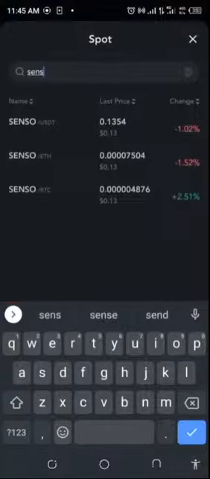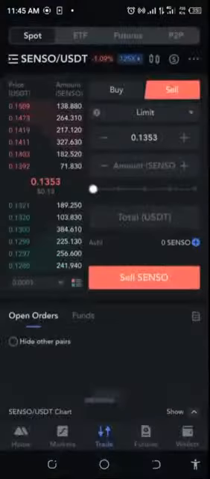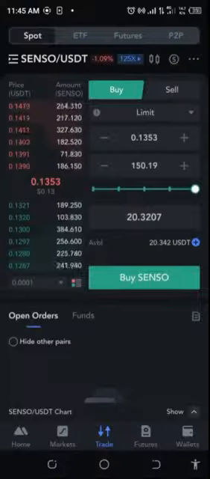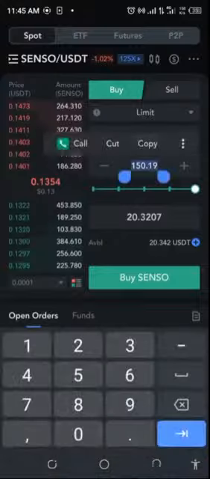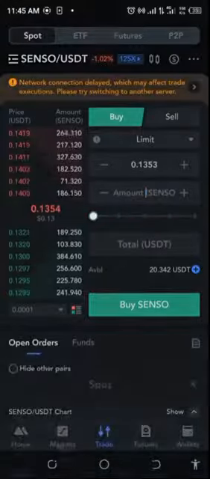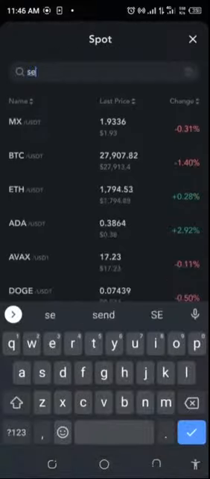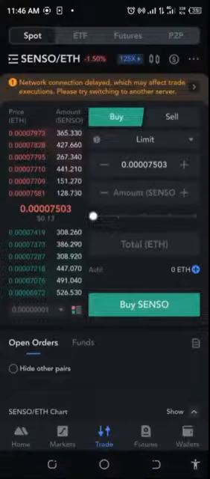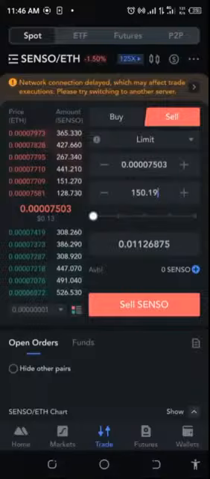let me go back and try this out and then try to sell to ETH. Okay, so maybe with that, I could try to see whether that would be a better option. You can see now it's gone down to 150.19. Okay, so let me try and copy this. Okay, cut that and then go to Senso ETH. Senso ETH is supposed to give us what? Okay, so we're supposed to sell to Senso ETH. Let's just try this out.